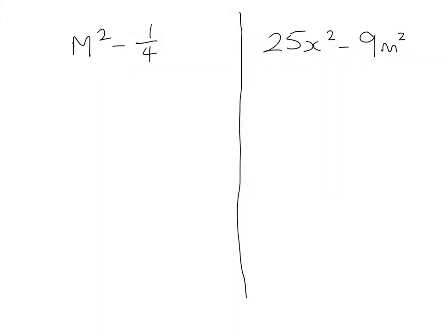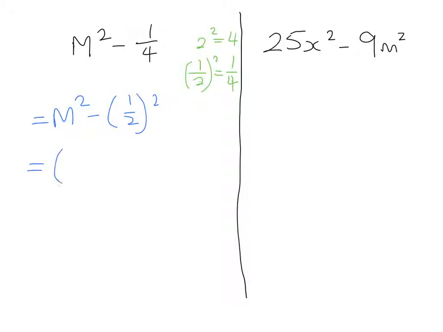Okay, some more. Oh, that one looks a bit ugly. I hate fractions is probably what you're saying, but they don't have to be scary. The thing to think about with this first one is that 2 squared is equal to 4. Similarly, 1/2 squared is equal to 1/4. So the 2 squared on the bottom equals the 4, the 1 squared on the top will be the 1. So I can rewrite this as m squared minus 1/2 all squared. And then again I apply the rule, so it's going to be equal to m plus 1/2 and m take away 1/2. And that's the answer.